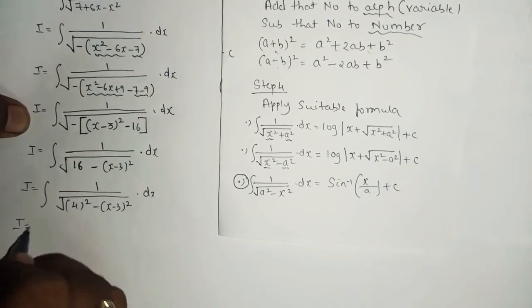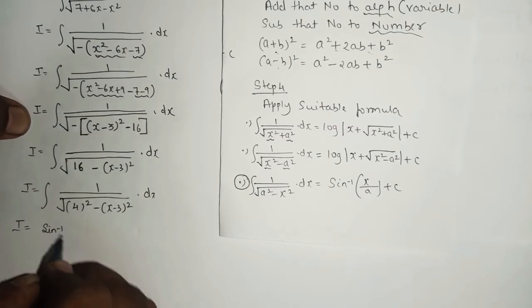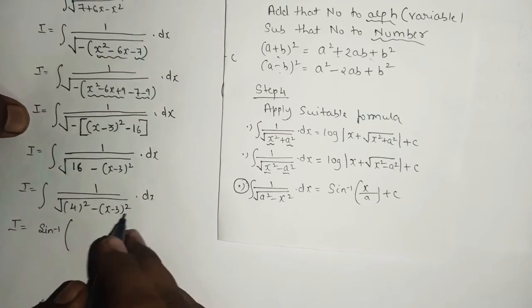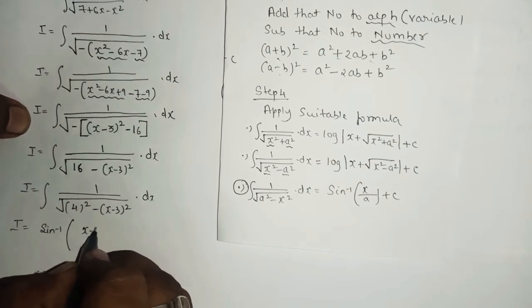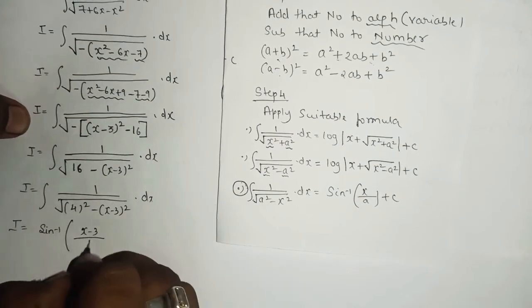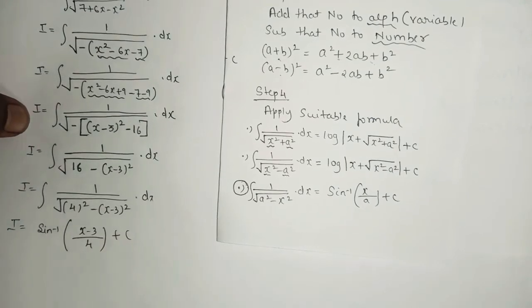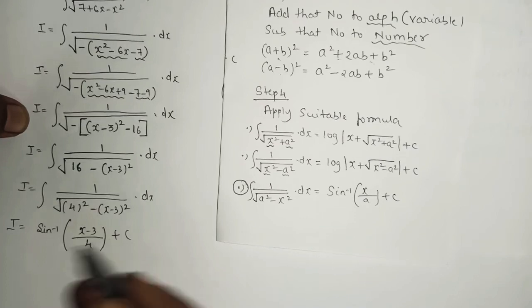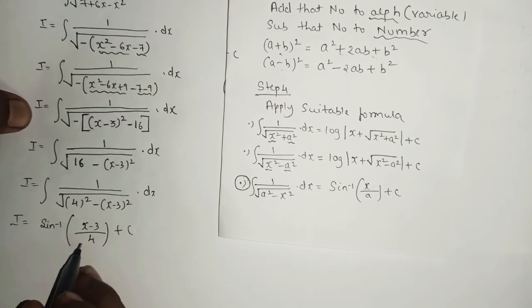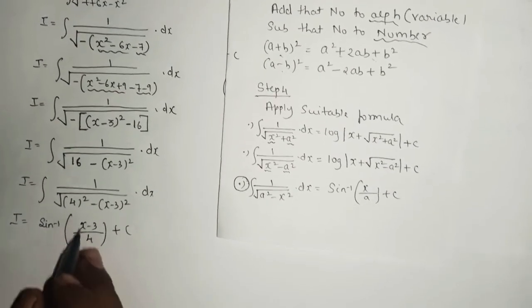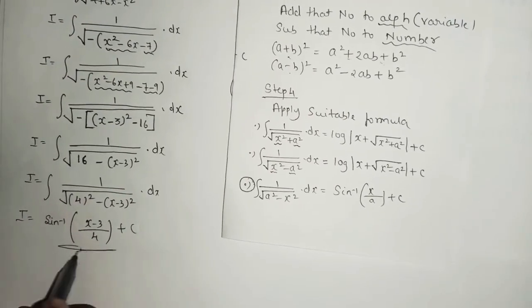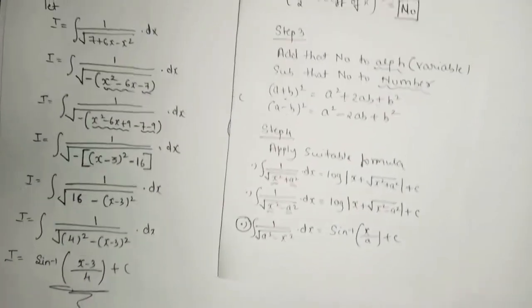So I equals sine inverse x upon a. What is there in place of x? It is x minus 3. What is there in place of a? It is 4, and plus c. Check if we can solve this sum further. I hope we cannot solve any step further, because x minus 3 and 4. Okay, I guess this is the last step. So this is the final answer for this sum.